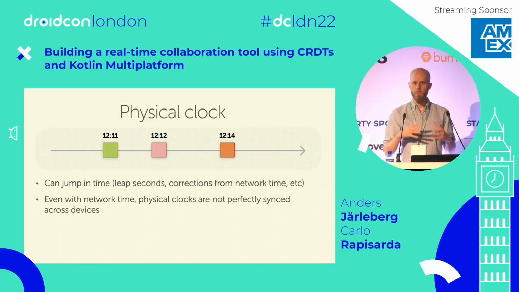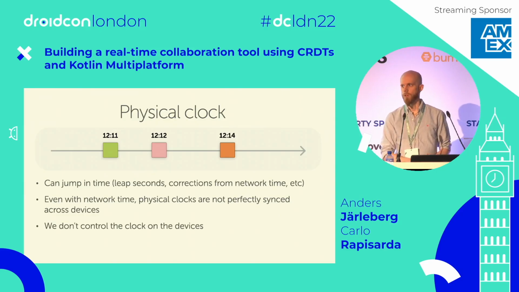That might be fine, but given that we're talking about a real-time system with multiple users, these events can happen close together in time. So this drift could actually be significant. And finally, we don't actually control the clocks on the devices. So it's not like we could just say, you have to have network time to use this application. We can't really enforce that.